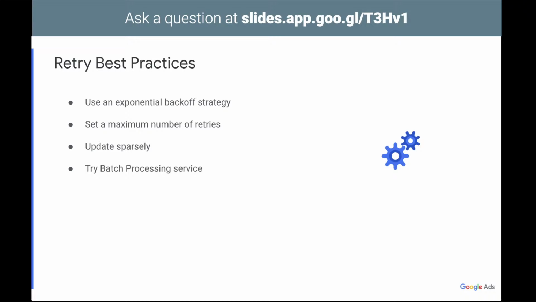If you don't need an immediate response, you might want to consider using the batch processing service. The batch processing service allows you to upload operations that will get processed asynchronously. So if you don't need a response right away, consider taking advantage of that.